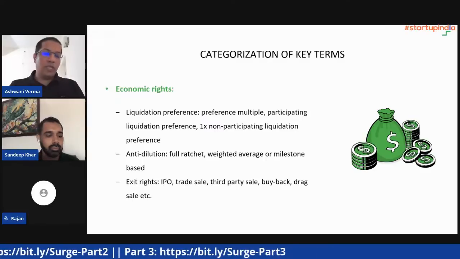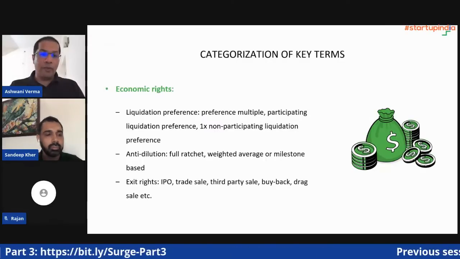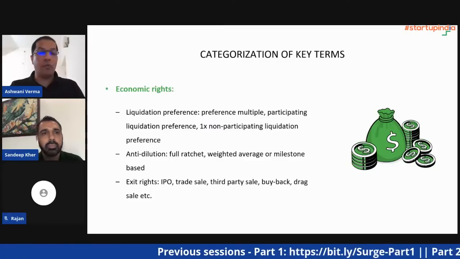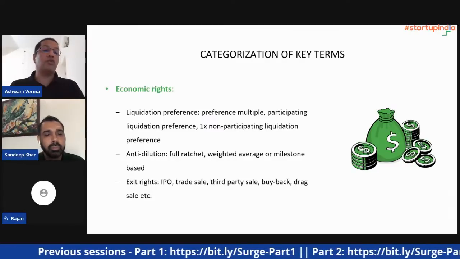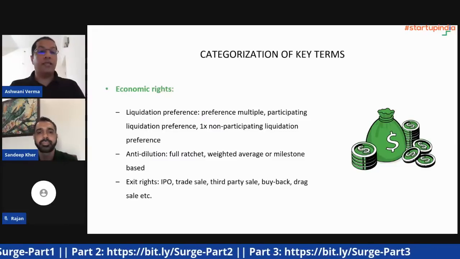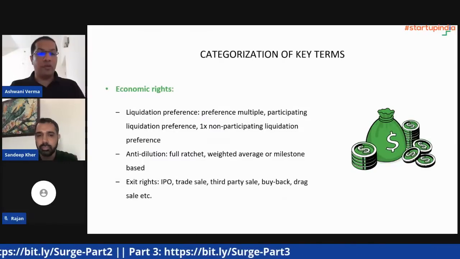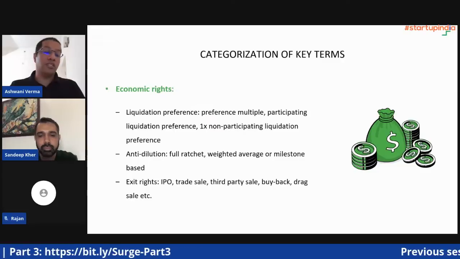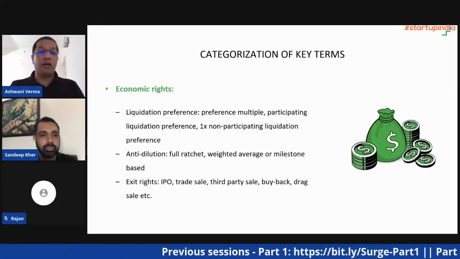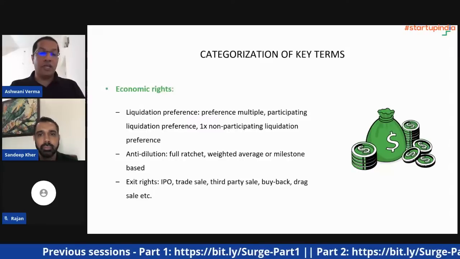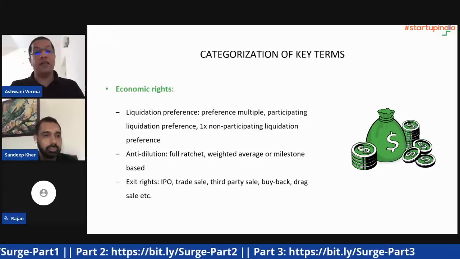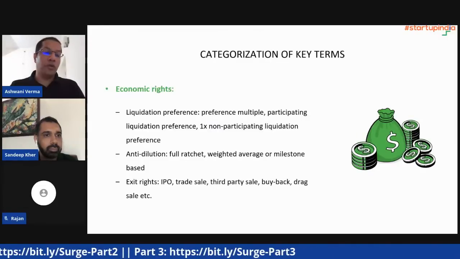The last one, and something which is rarely used, is milestone based, because at the time of the investment there are a lot of projections made to the incoming investors, or some future events are already taken into consideration in valuation, and therefore the conversion price of the preference shares is connected with such future events. So for example, if the company achieving a certain EBITDA, or the company getting a certain number of customers, will result in finalizing the conversion price of the preference shares being issued in that particular round.